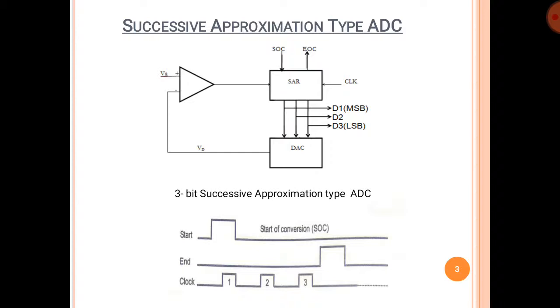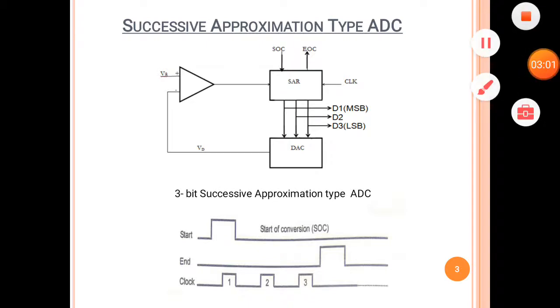One more figure shows the timing diagram. The start of conversion starts with clock 1, and after the third clock, the end of conversion signal is highlighted as there are 3 bits. And if it is having 4 bits, then it will take 4 clock cycles to complete this process.